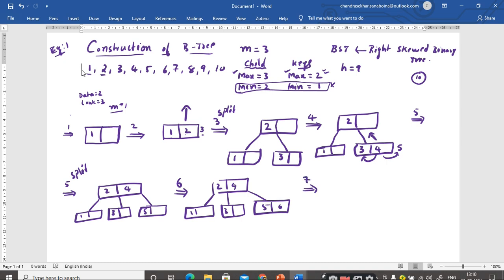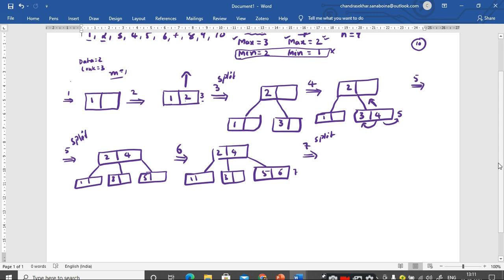Right, compare this 7 with the root node, I should place it as the right child, so I should place it here. But the right child of 4 has reached the maximum number of keys. So what should I do? This is a very important step. Please concentrate. What should I do here? Split, sir. I should push this 6 towards its parent.